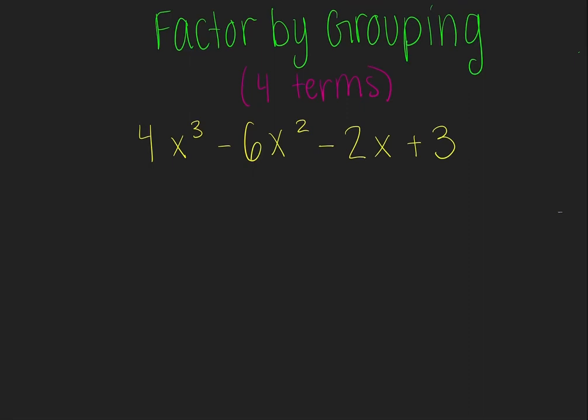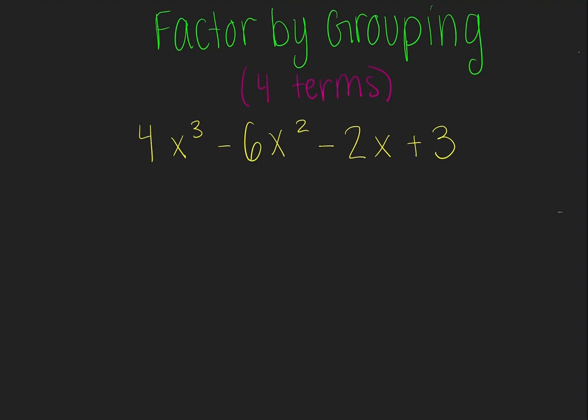Everyone, in this video I'm going to show you how to factor by grouping. So this method is typically used when you have 4 terms. As we see below, we have 1, 2, 3, 4 terms. If this method does not work, you would have to find rational roots and factor it down that way. But always try this method first because it's the easiest.